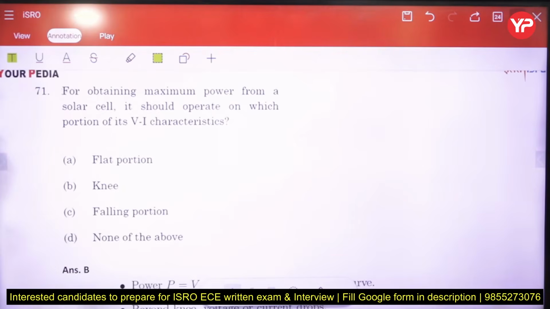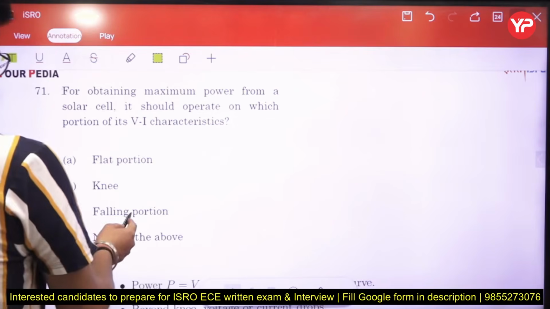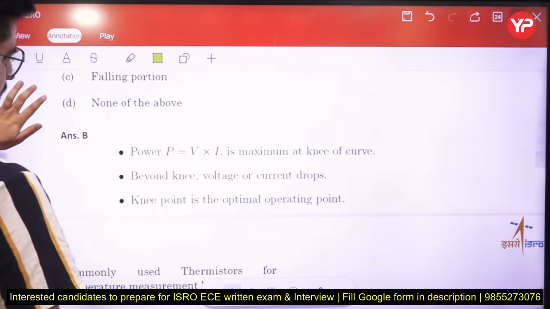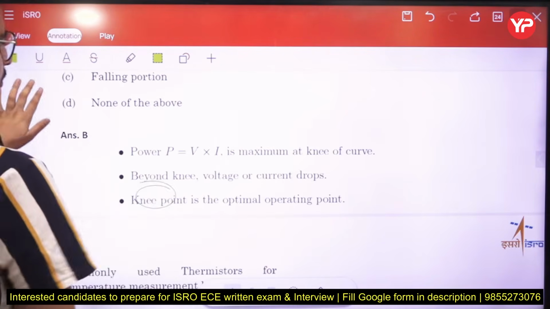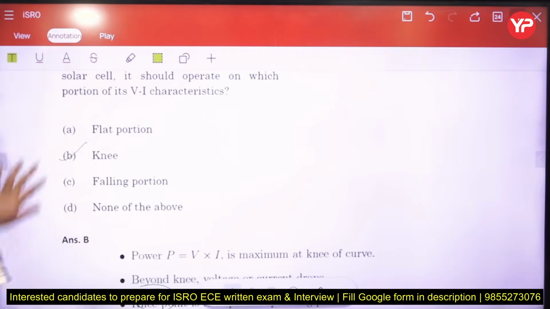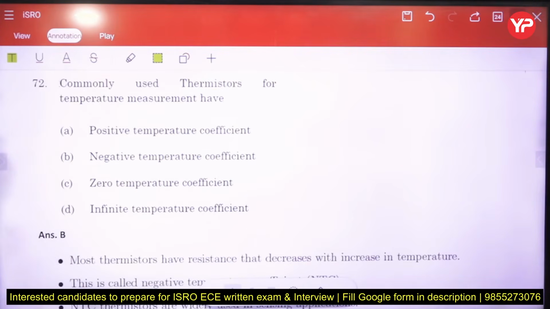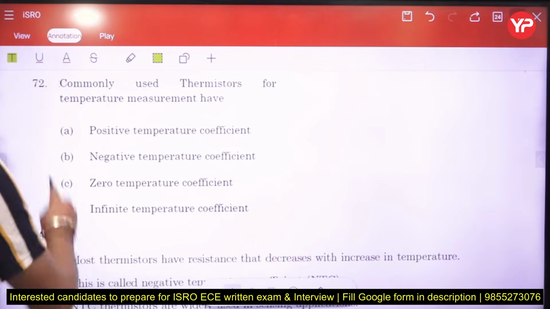For obtaining the maximum power from a solar cell, it should be operated in which portion of its VI characteristics? That should be operated in the knee point, right? Optimal operation is in knee point operation. Commonly used thermistor for temperature measurement has the negative temperature coefficient.